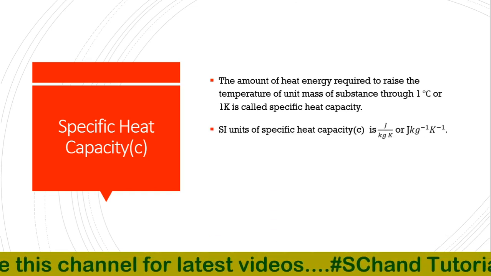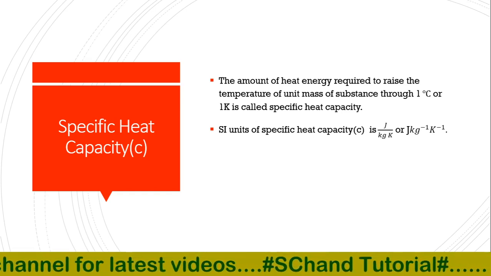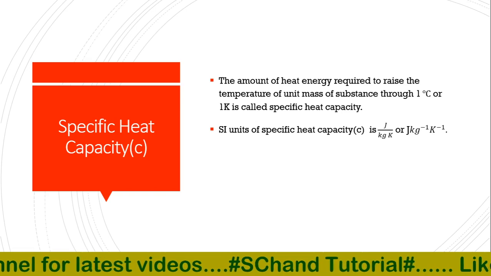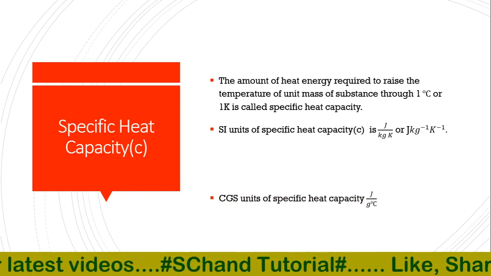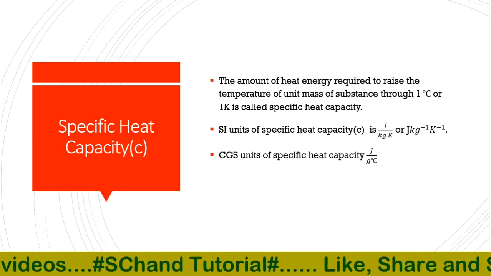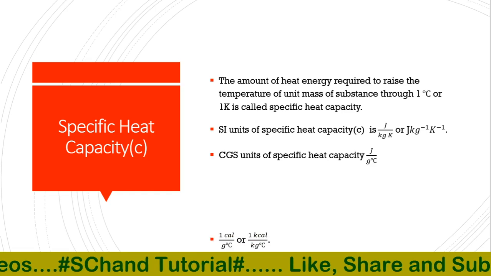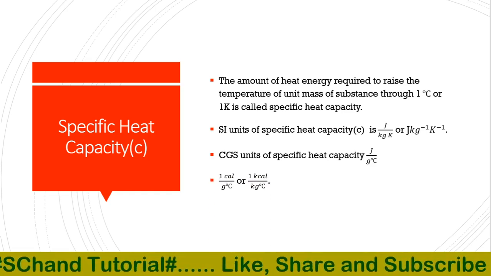The SI unit of specific heat capacity is joule per kilogram per Kelvin. Or in CGS it is joule per gram per degree Celsius, or calorie per gram per degree Celsius, kilocalorie per kilogram per degree Celsius.